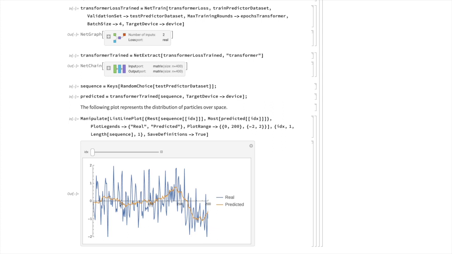Obviously this is still a small model, but with more data and a bigger model, we think that it might improve even more, and thus offer a good alternative to running those very expensive simulations.